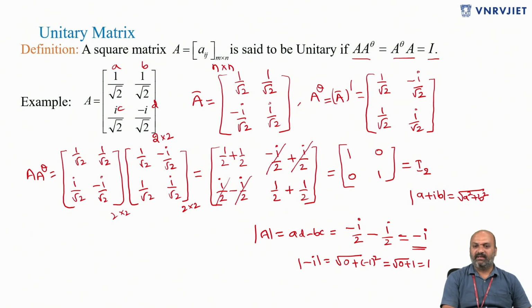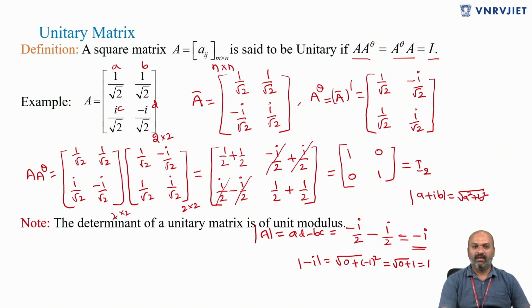The answer is 1. From this we can say the absolute value of the determinant of a unitary matrix is 1. Plus or minus 1. Okay. See, the determinant of a unitary matrix is of unit modulus. Unit modulus means either +1 or -1 we get as the determinant of the unitary matrix.